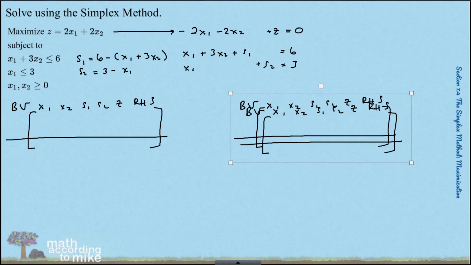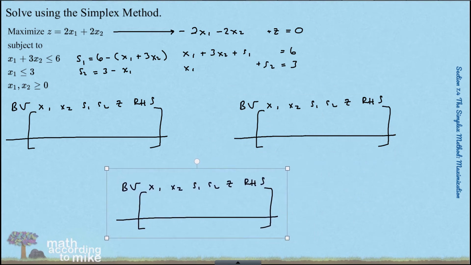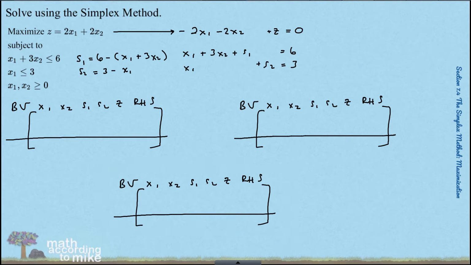I think we have 2 pivots for this one, so this should be sufficient here. Okay, it's very hard to know how many pivots you have. I'm just trying to save time on my end for less writing. So the first equation, x1 plus 3x2 plus s1 equals 6, becomes 1, 3, 1. There are no s sub 2's, there are no z's, and the right-hand side is 6.